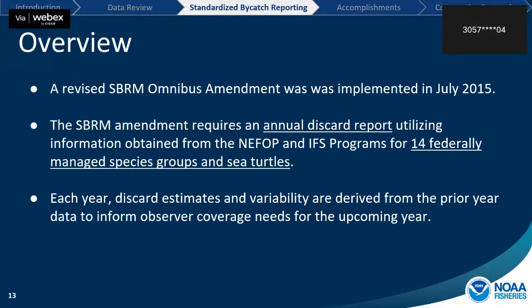So this is a revised SBRM Omnibus Amendment, which was implemented in July of 2015. The SBRM amendment requires an annual discard report utilizing information obtained from both our scallop and our C-Day schedule, SBRM, NEFOP programs, and for our 14 managed species groups and turtles, as sea turtles are considered fish under the MSA for the purposes of the SBRM. Each year, discard estimates and the variability are derived from the prior year data to inform observer coverage needs for the upcoming year. Next slide, please.